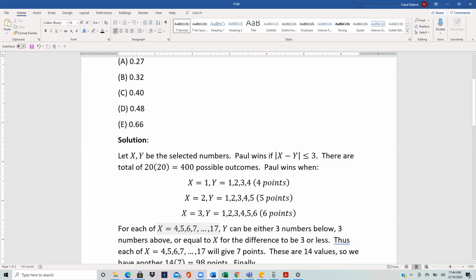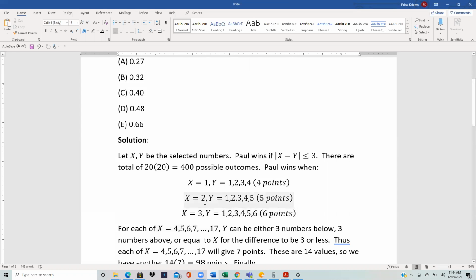then you can have 3 numbers below 4. For example, let's say when x is 6. You can have 3 numbers below 6, 3 numbers above 6, and you can have 6 as well for the y. So there'll be 7 total. And that will work for all of these, because for all the numbers 4 through 17, we do have enough room to select 3 numbers below and 3 numbers above. Remember, our limitations are 1 through 20.